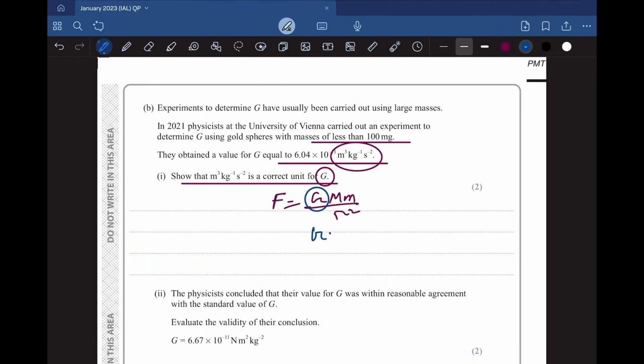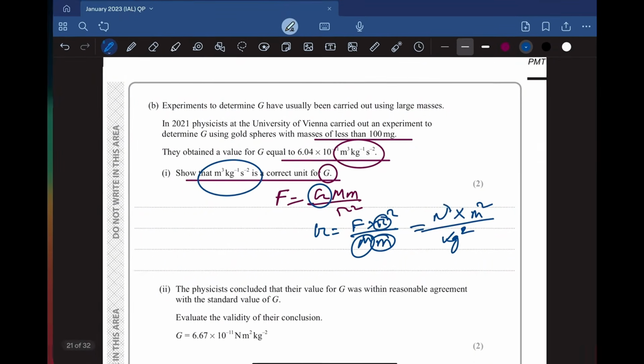So we'll have to make G the subject. It will become G is equal to F into r squared divided by the two masses. As they have asked us to show these units, we'll have to convert it into its units. So the unit of force is Newton multiplied by r squared. Radius is measured in meter, so it will become meter squared, divided by the two masses. We know masses are measured in kilogram. So as there are two masses, we can say kilogram squared.